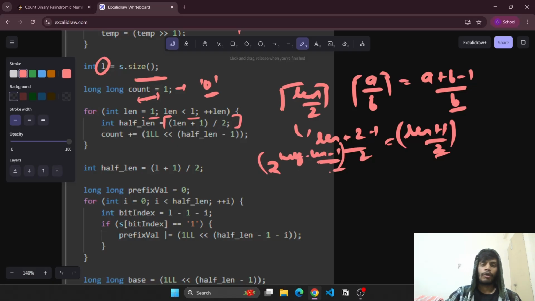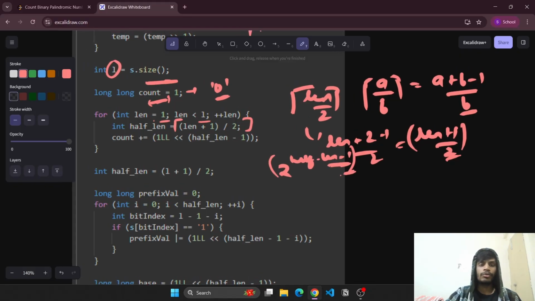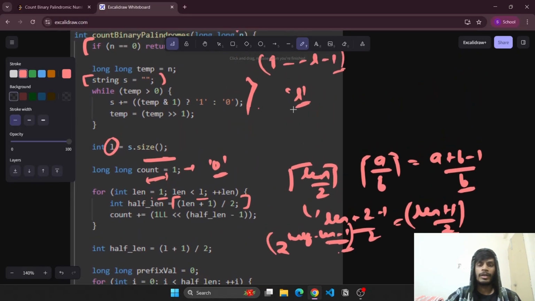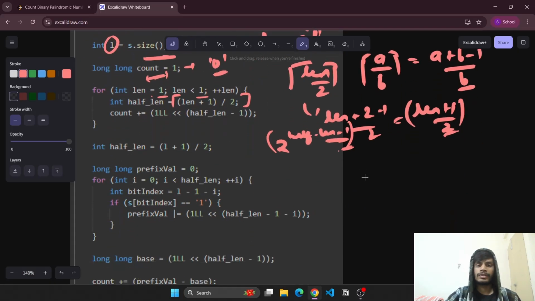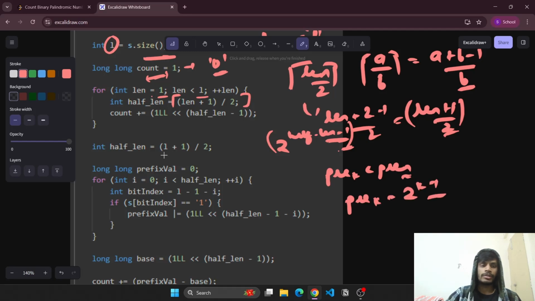Okay. Now once we have done that, we need to account for the case where we will be finding out for the length L only. Okay. So first we will see for all prefixes, which are like prefix k, which is less than prefix of n. So it will be what? It will be prefix k minus 2 to the power k minus 1. Okay, so the half length that we have here is (L plus 1) by 2.